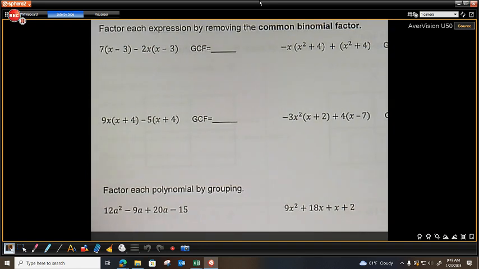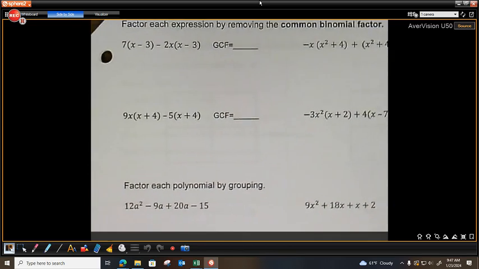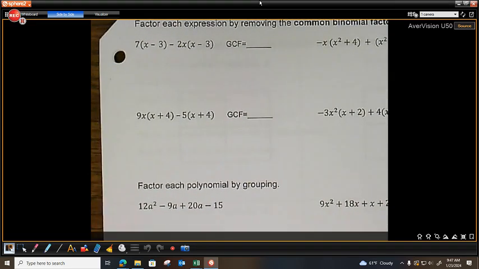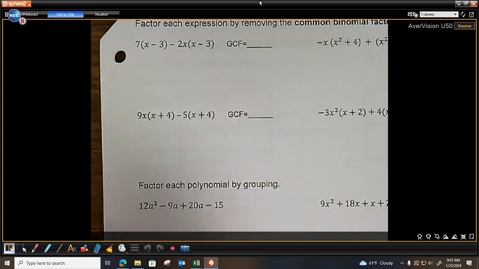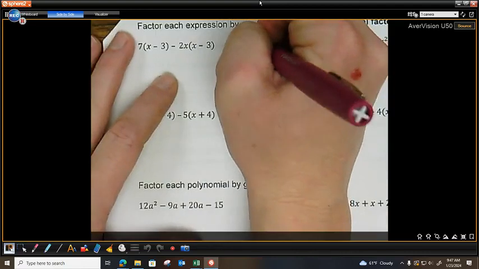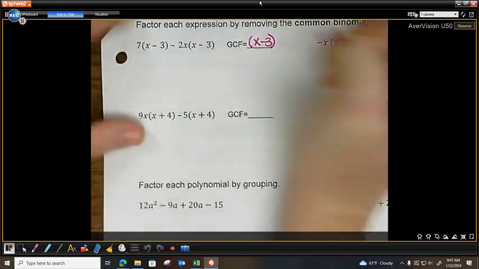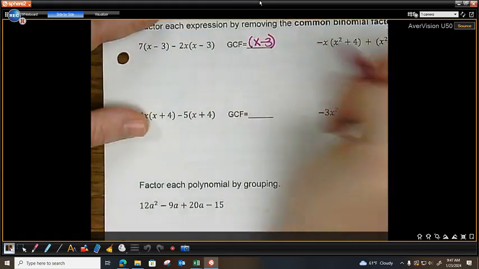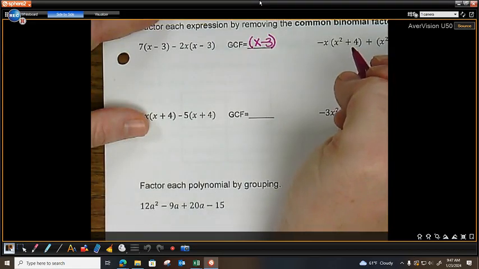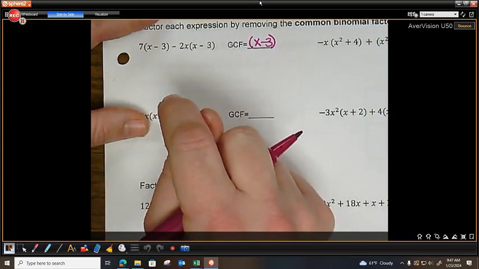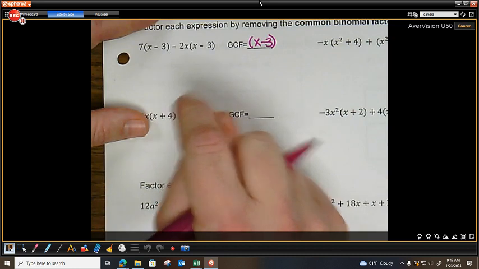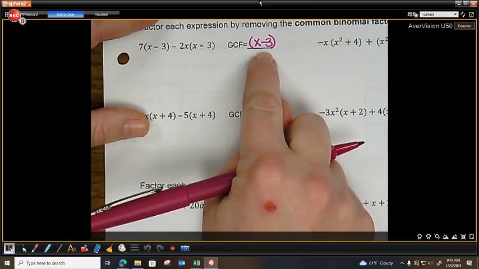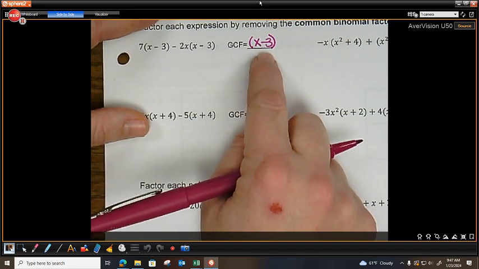What do we notice looking at this first one? It's the same for both, right? The parentheses match. That is your common binomial. That's your GCF then. X minus 3 is your GCF. Wait, so whenever you go to put your answer in parentheses and put your GCF out in front, will your GCF now be in parentheses too? Is this in parentheses? So will you keep it in parentheses? Yes.